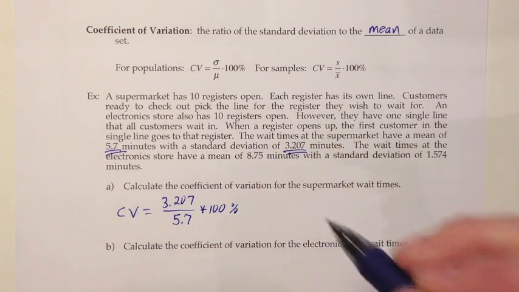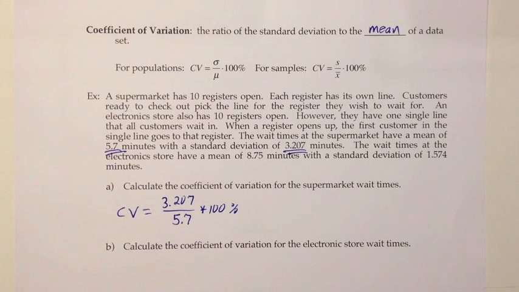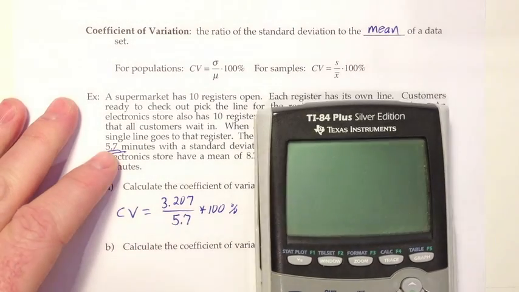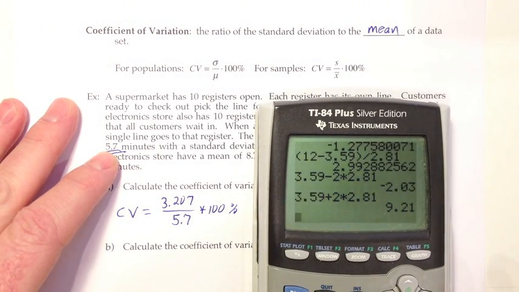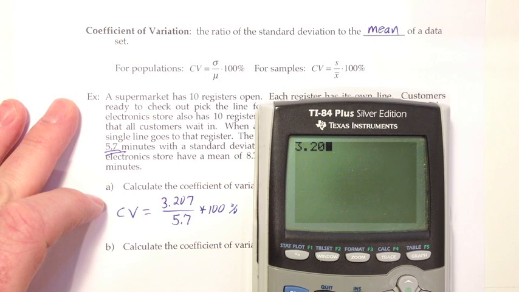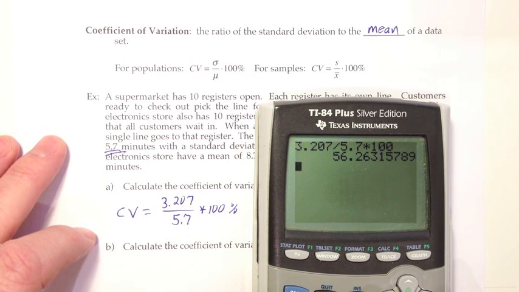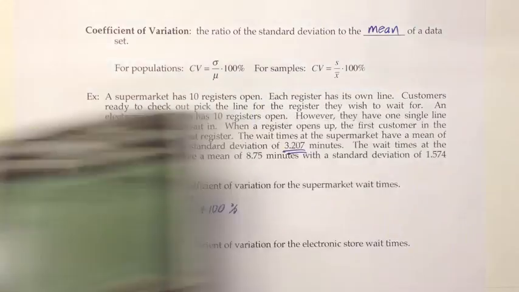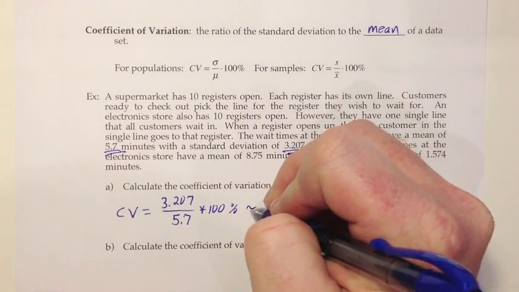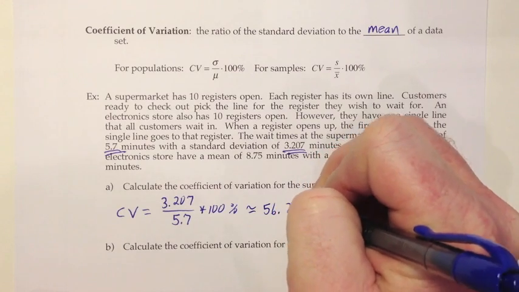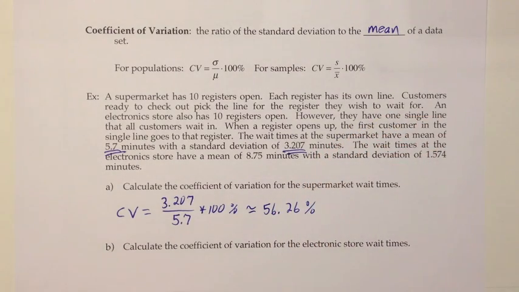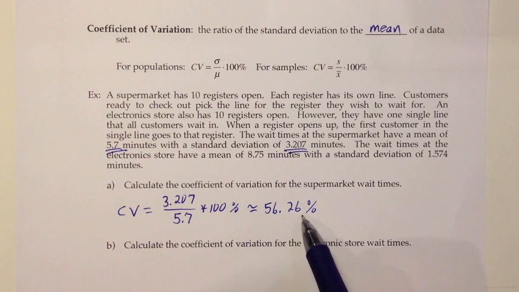That times 100% as part of the formula is optional. You could just do that division and you'd get the decimal form, and you could convert it to a percentage by moving the decimal over, but it is usually written as part of the formula, so I'll show it to you that way. So 3.207 divided by 5.7, that would be our decimal version, and then times 100 to get that to be a percentage. And we would say the coefficient of variation is approximately 56.26%.